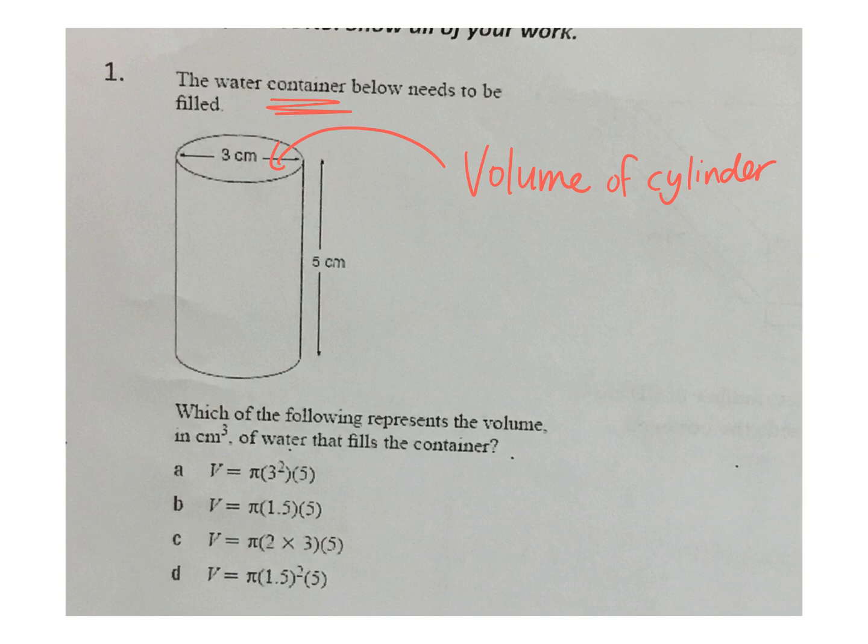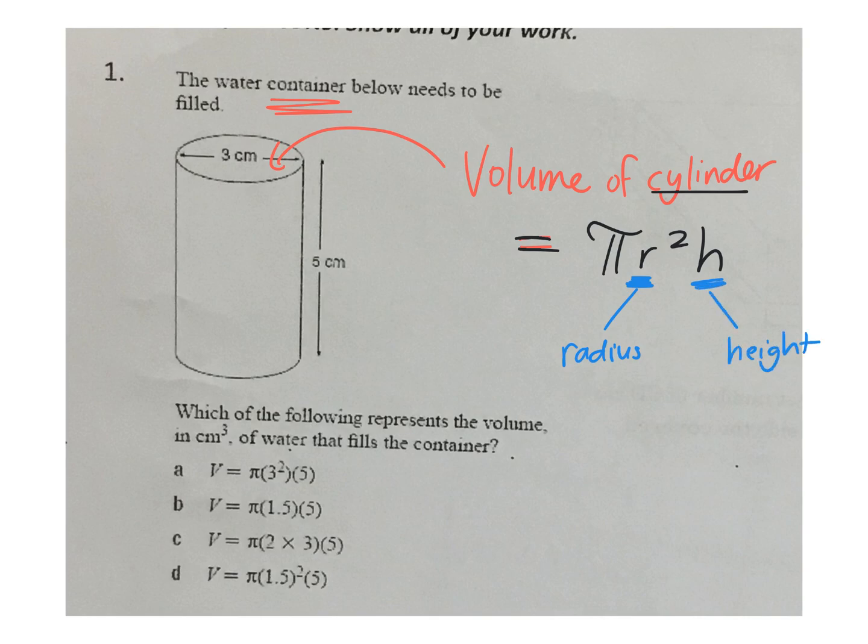So before we even look at the question, go to your formula sheets and tell me, what is the volume of the cylinder equal to? What is the formula for volume of a cylinder? Yes. Pi r squared h. When you plug in the values in the formula, you're replacing r, which represents what? Radius, and h, which represents what? The height of the cylinder.